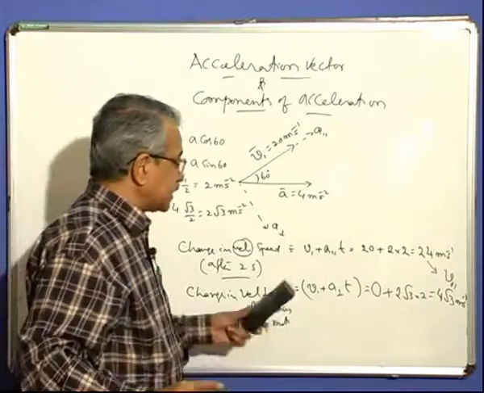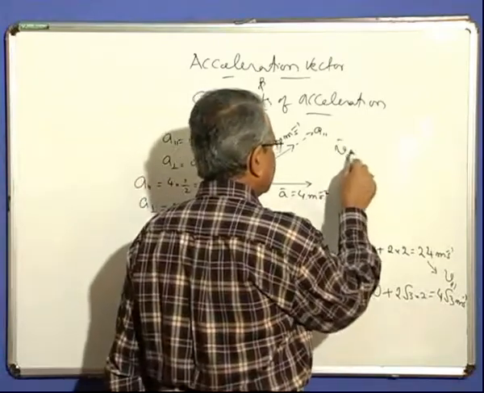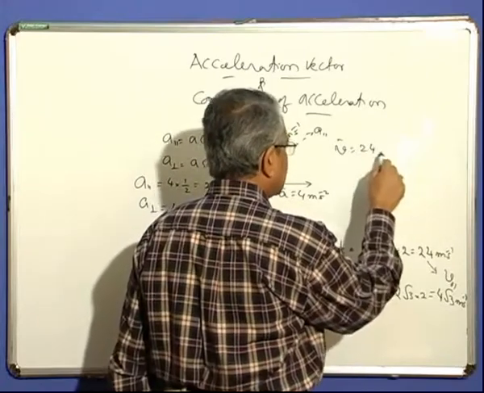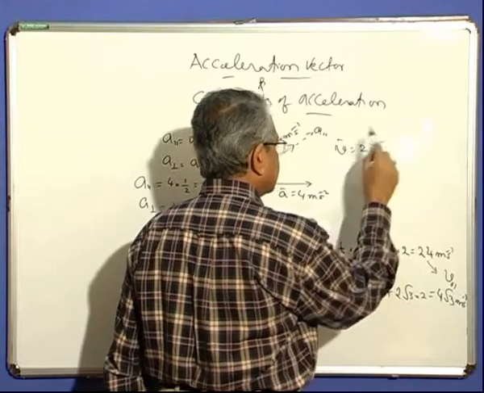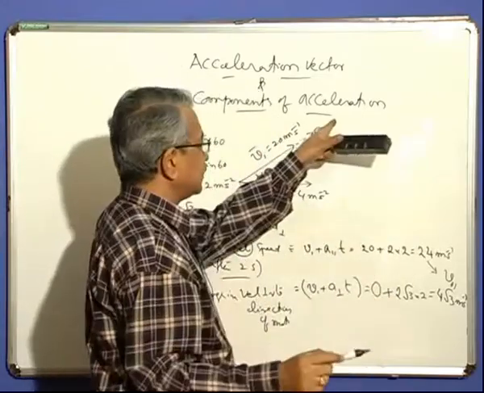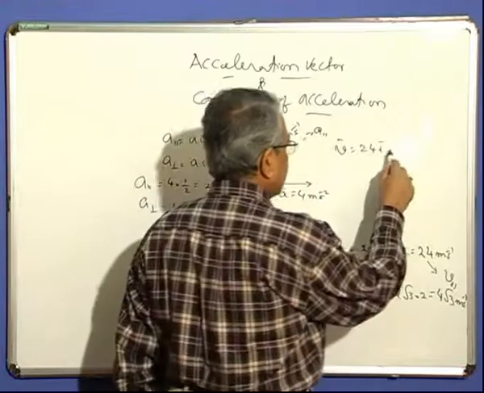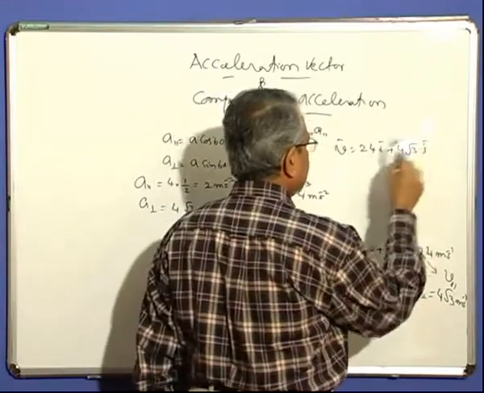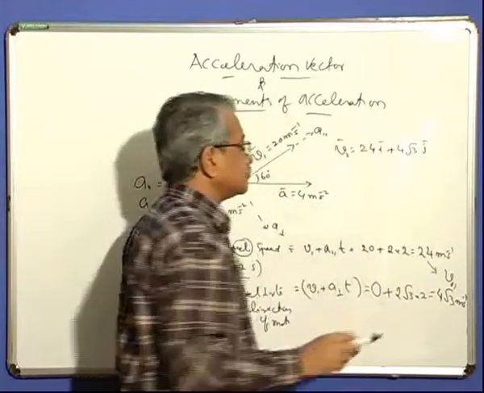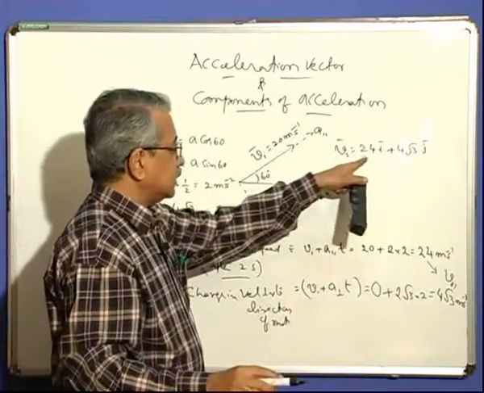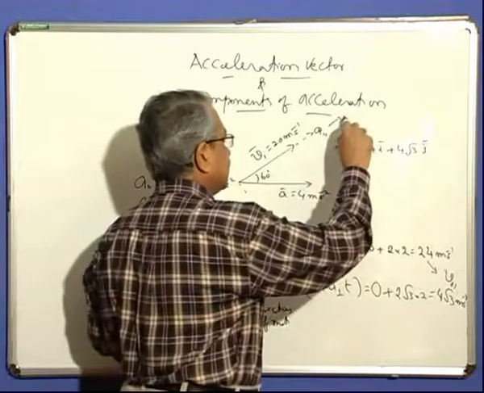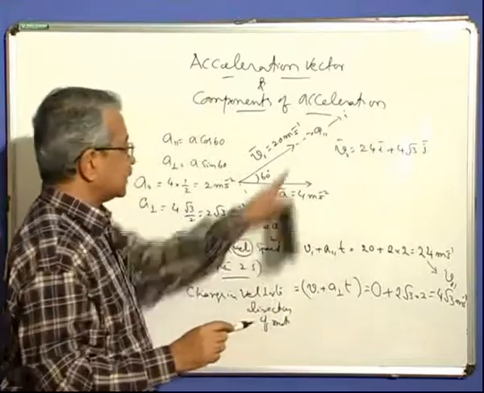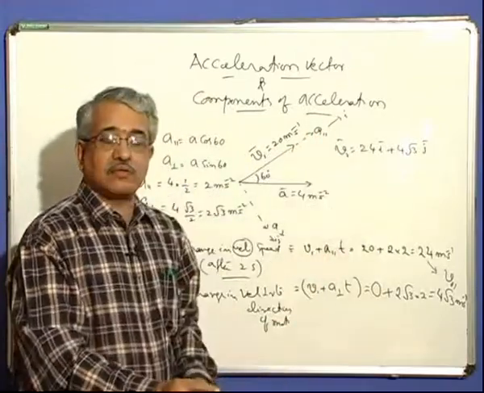So we want to find out the net velocity vector now. It is 24 i, the direction I call i, plus 4 root 3 j. That will be the velocity vector after 2 seconds. This is the i direction I have given, so naturally the perpendicular becomes the j direction. So the i and j components are like that. That way you will get the velocity.